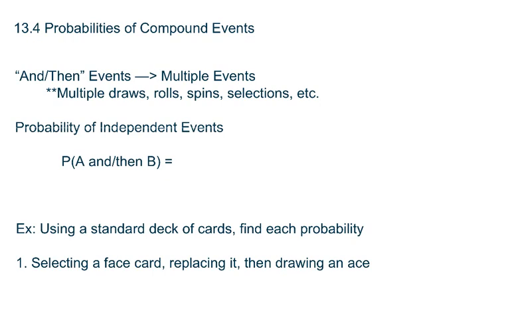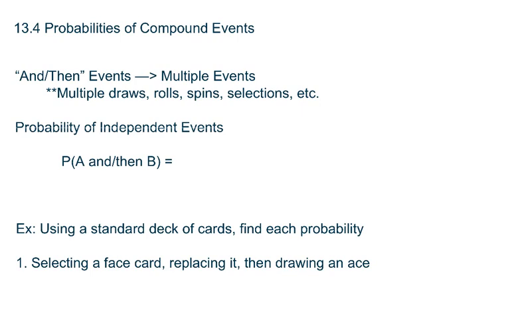So we have two really different types of probabilities in this section. The first one is "and" or "then" events, and when I say "and" or "then," I mean we're going to find the probability of A and then B. So we're talking multiple events here. We're going to draw multiple cards, roll multiple dice, spin a spinner more than once, make multiple selections, things like that. We'll get into the other type of probability a little bit later, but we're going to start with "and" or "then" events. The "and then" is not a vocabulary term, but that's just where we're starting.